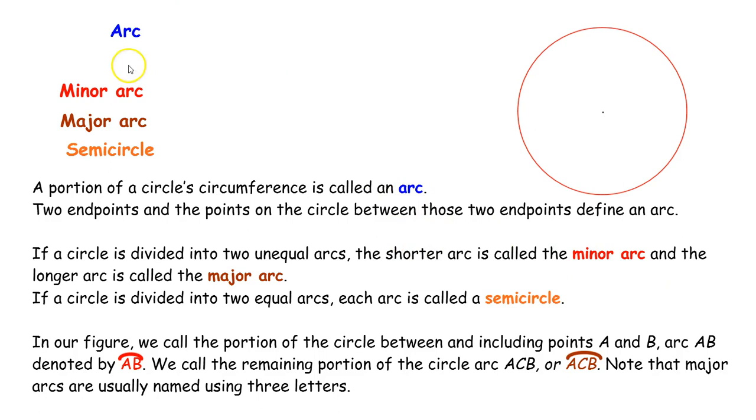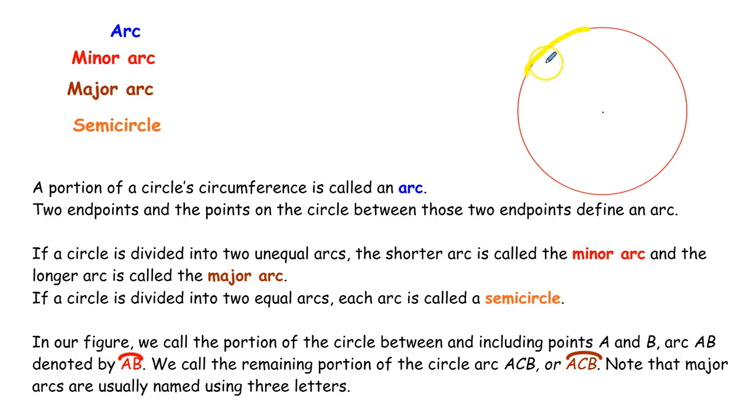Okay, now next we have a number of words. Let us look at one word at a time. We have an arc, minor arc, major arc, and semicircle. An arc is a portion of a circle's circumference. When you take a part of a circle, this whole thing is a circle, a complete circumference. So from that circumference, if you take just a part of it, let us say I am taking this part, that is an arc. Now let me take 2 points.